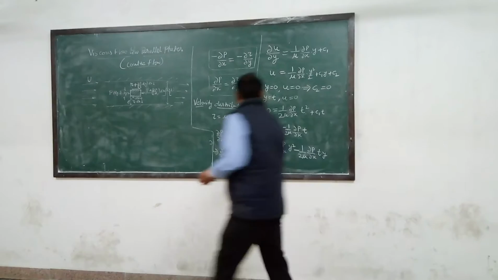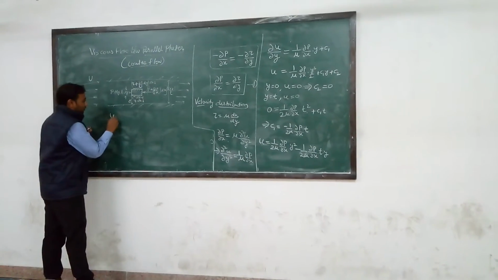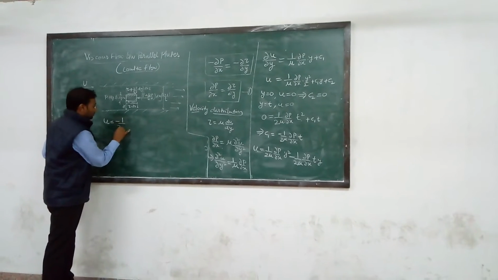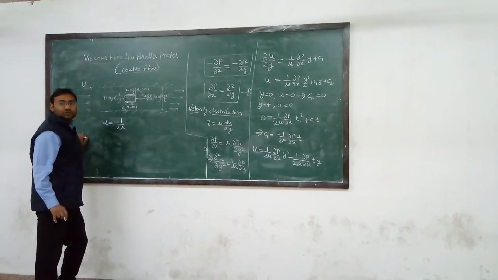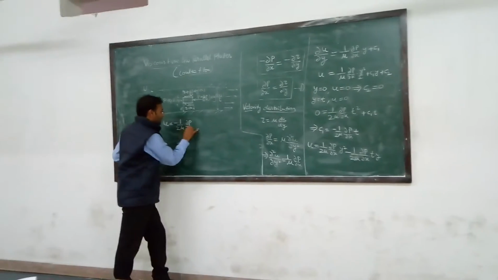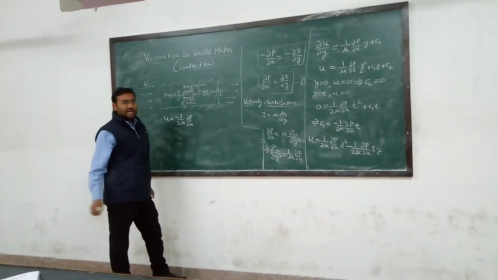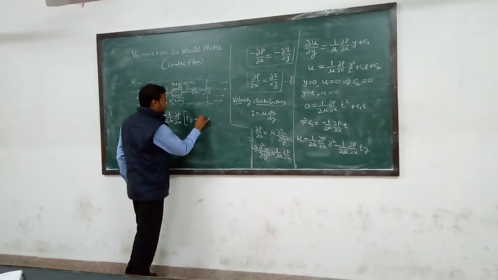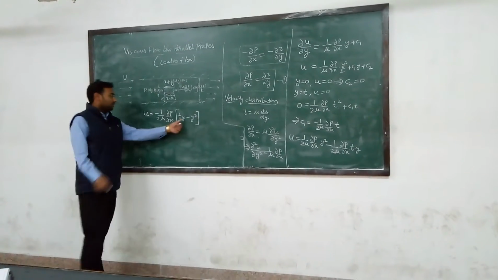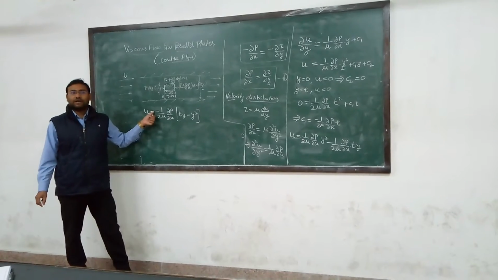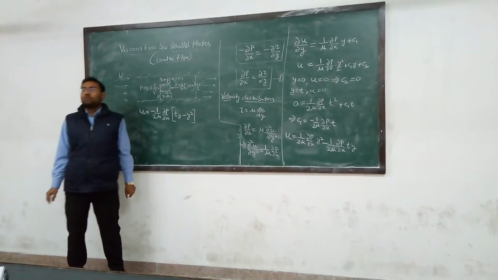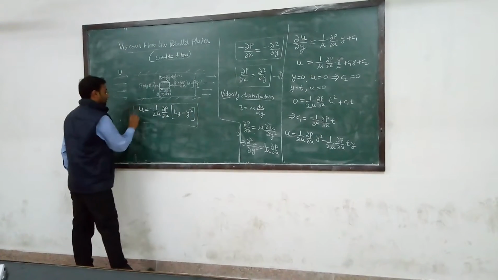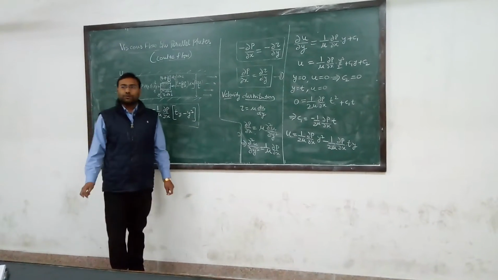What we get? U is equal to, I am taking the minus sign also outside this bracket, minus 1 by 2 mu del P by del X into (ty minus y square), because the minus sign I have taken out from this bracket. So ty minus y square. This is the velocity equation or velocity distribution.